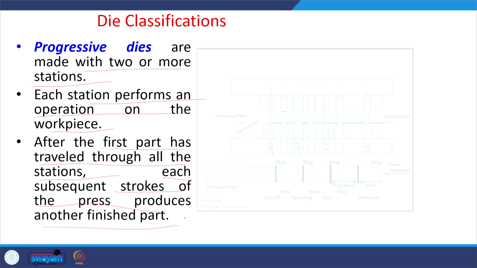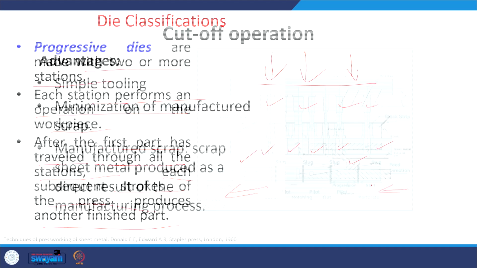Here we can say all these tools are connected with the punch, and in the downward stroke of the punch, the different operations are carried out at these different stations, with one operation performed at each station. The material is fed from one side, and when it exits we get the finished part. Initially it starts with a hole, and a variety of operations are performed.